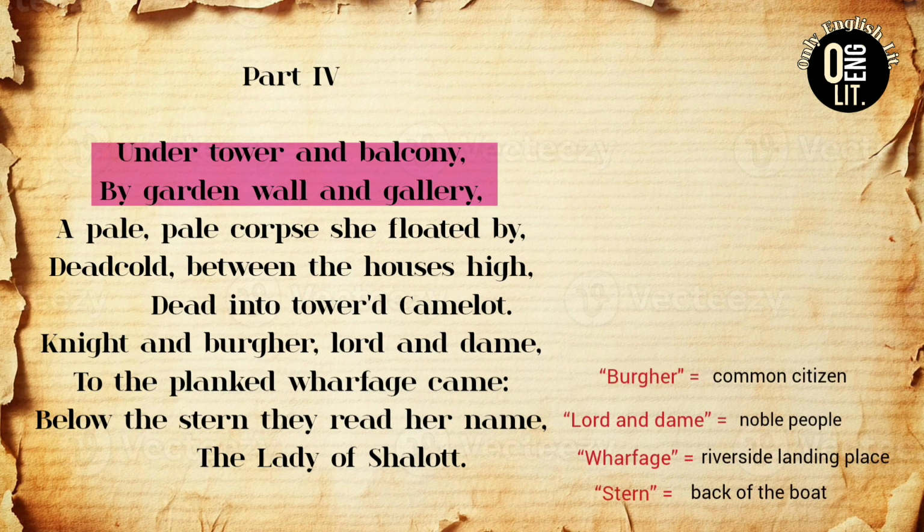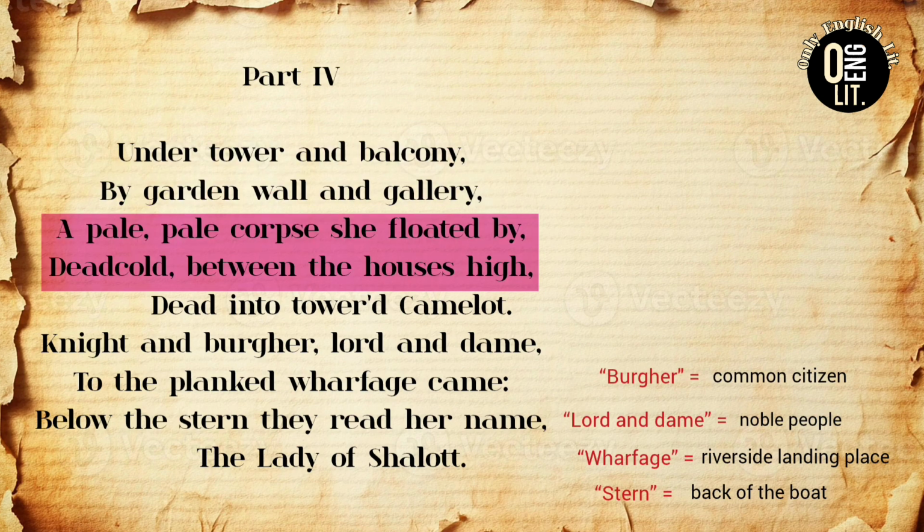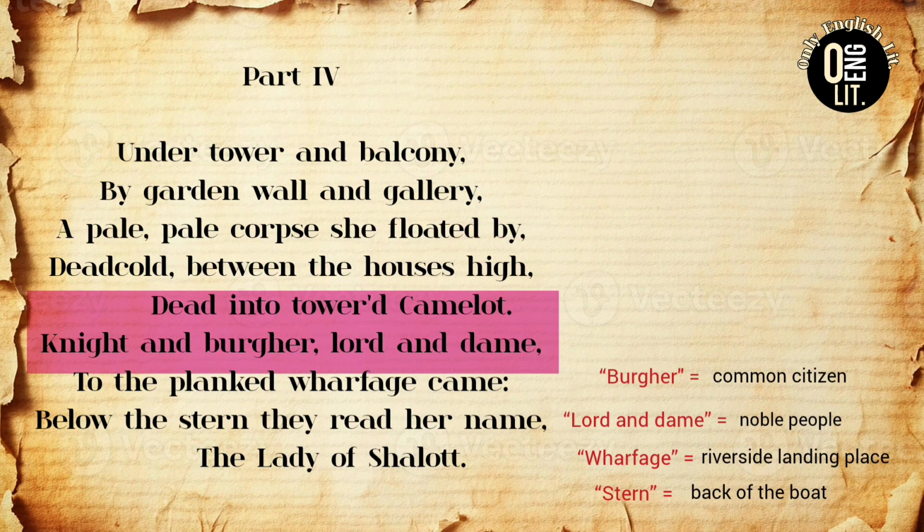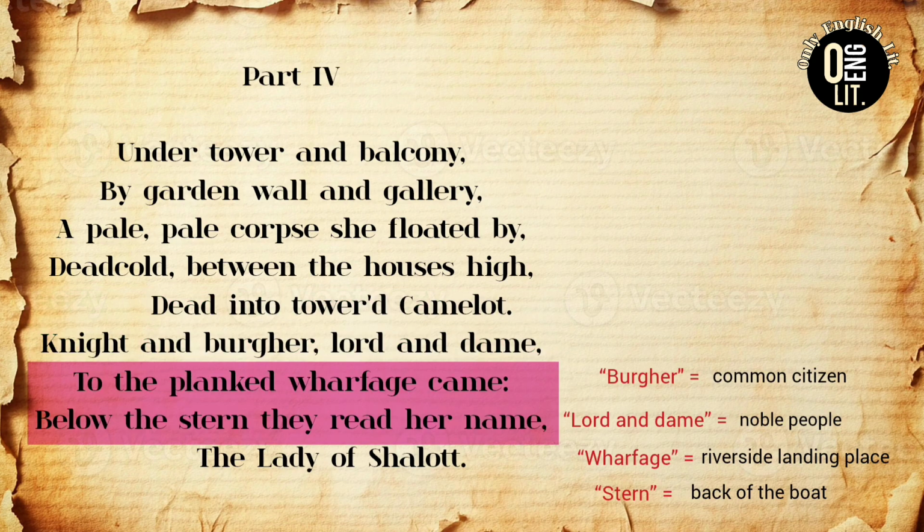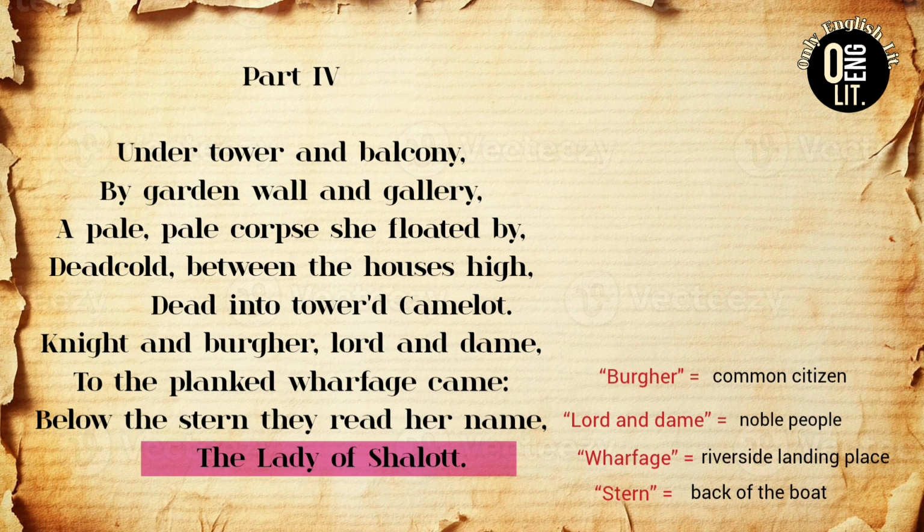The boat passed under tall buildings, balconies, garden wall, and gallery, carrying her pale white lifeless body. She floats between the high houses and reaches Camelot only as dead. Knights, commoners, and noble people came near the water to see the boat, and they read the name on the boat, which is the Lady of Shalott.